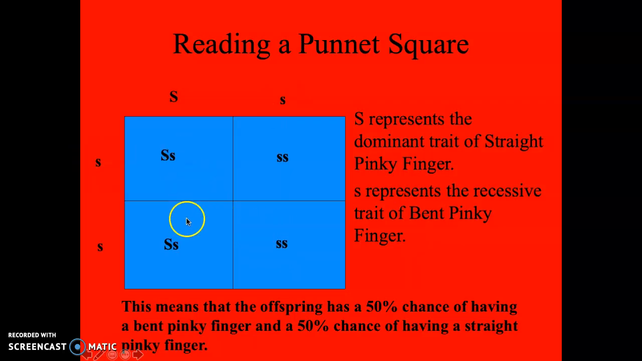So if I look, I've got two of these and two of these. Remember that each square represents 25%. So two little s's means bent pinky finger. So these both mean bent. So we have a 50% chance of bent pinky finger. Big S, whenever it's present, overrides little s, and big S stands for dominant, straight pinky finger. So you'll have this one and this one, which means a 50% chance that the offspring will have a straight pinky finger.